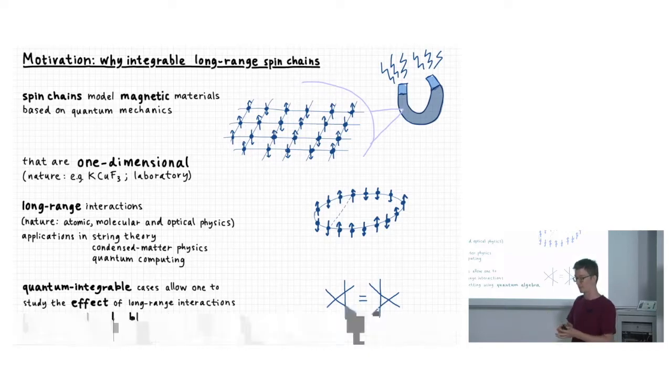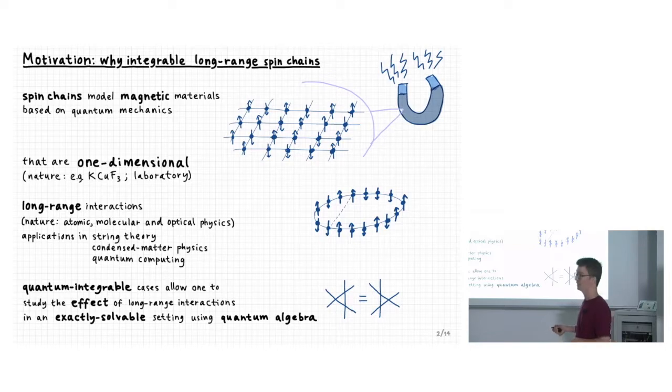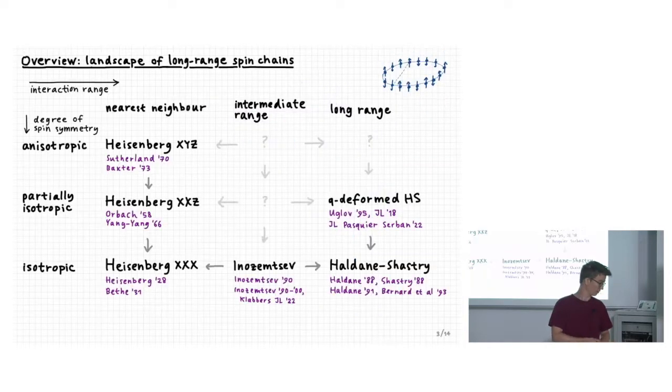So it's useful to have a class of models which are longer range, and especially if they're also quantum integrable, so that we have a very nice mathematical structure to really see what the effect of these long-range interactions could be. And right, so that's the general motivation. So here's kind of the big picture which I like to advertise.